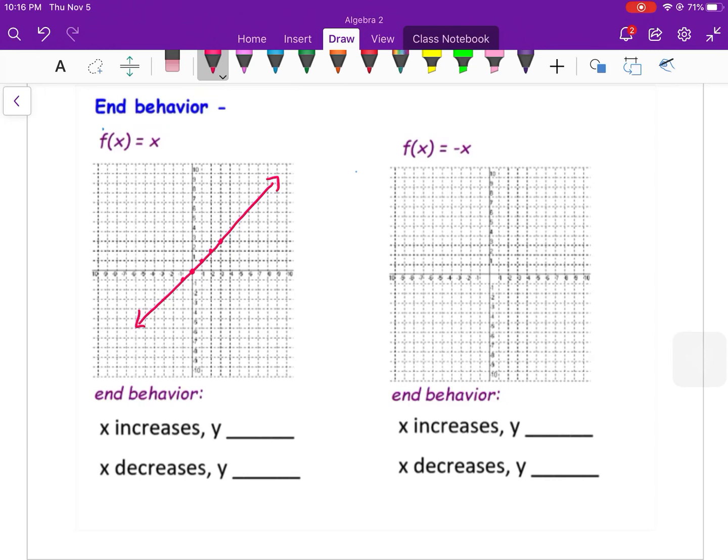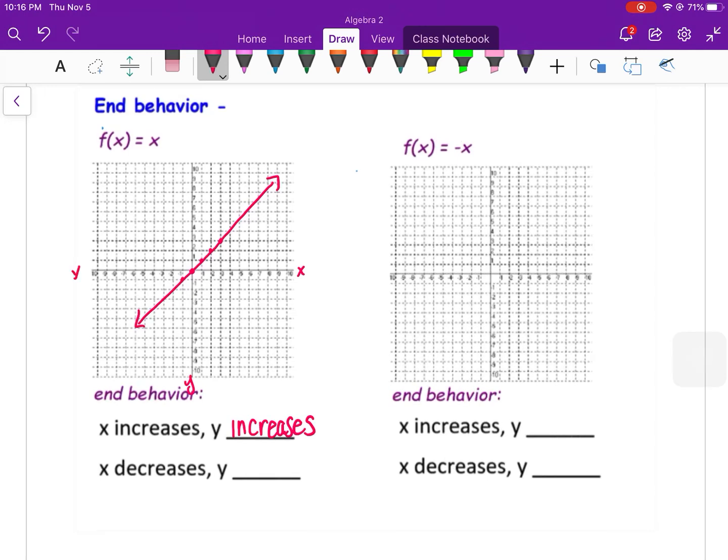For a linear equation with a positive slope, as x increases, so as you go to the right on the x-axis, the y is also increasing. So as x increases, y also increases. And then as x decreases, on the left side here, as x decreases in value, so as you go more towards the negative, the y value also decreases.